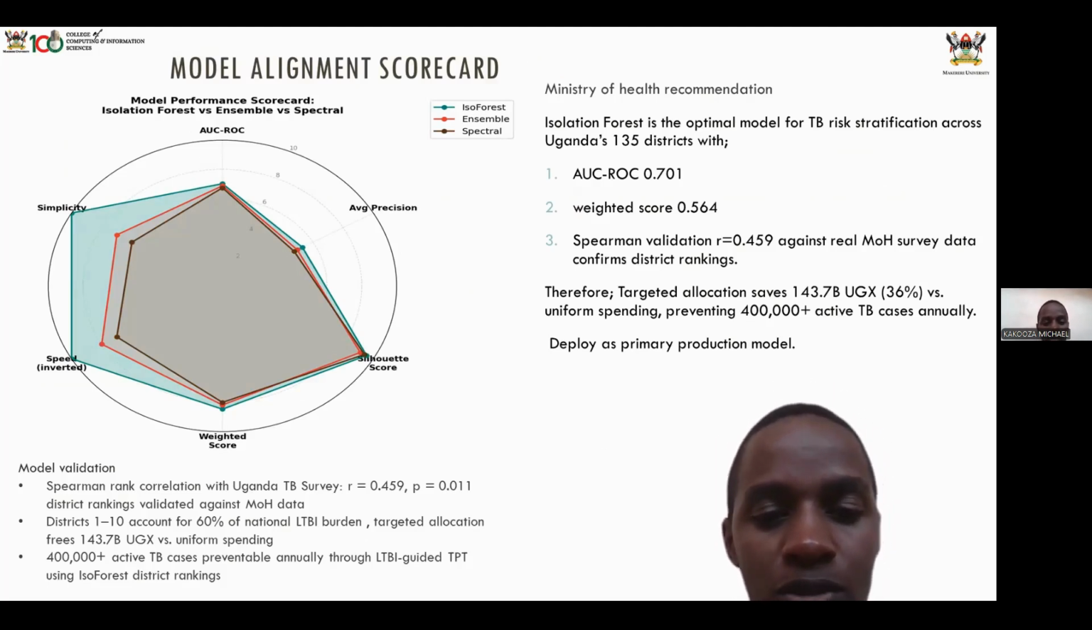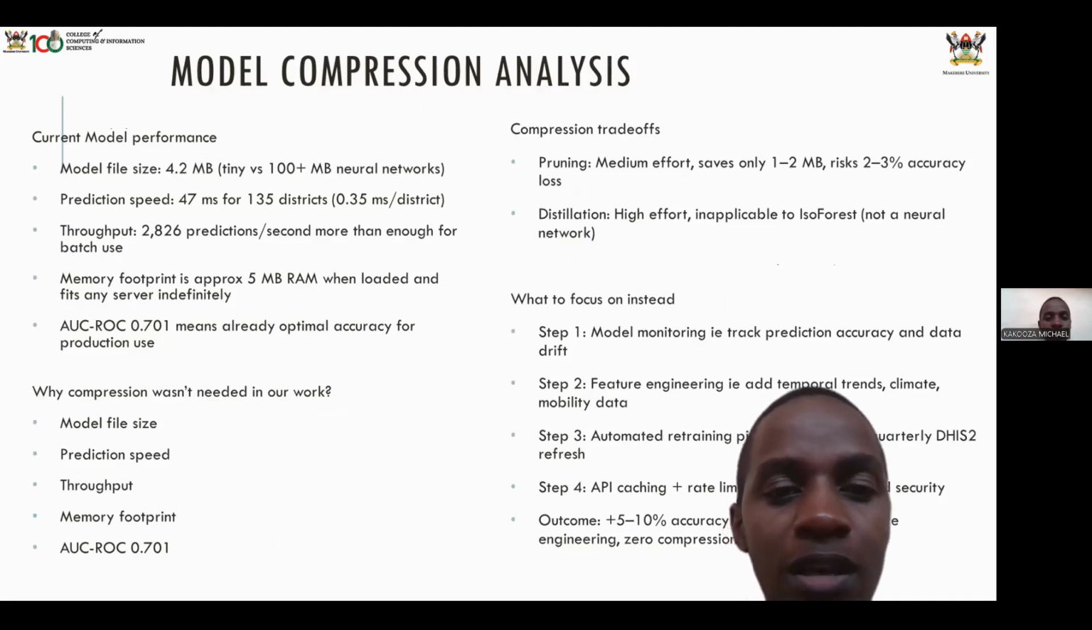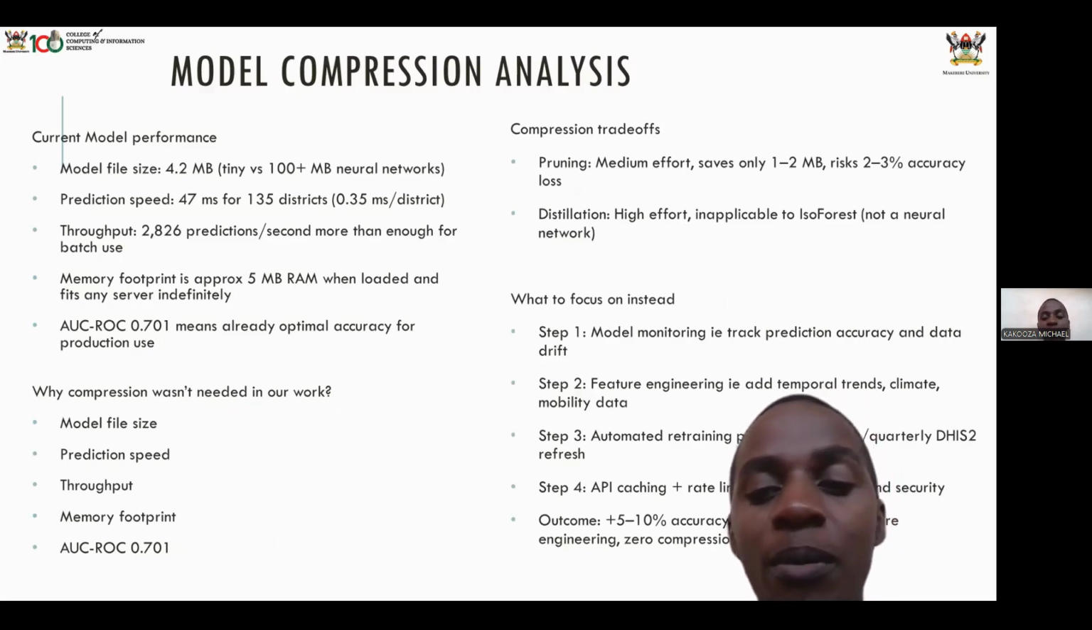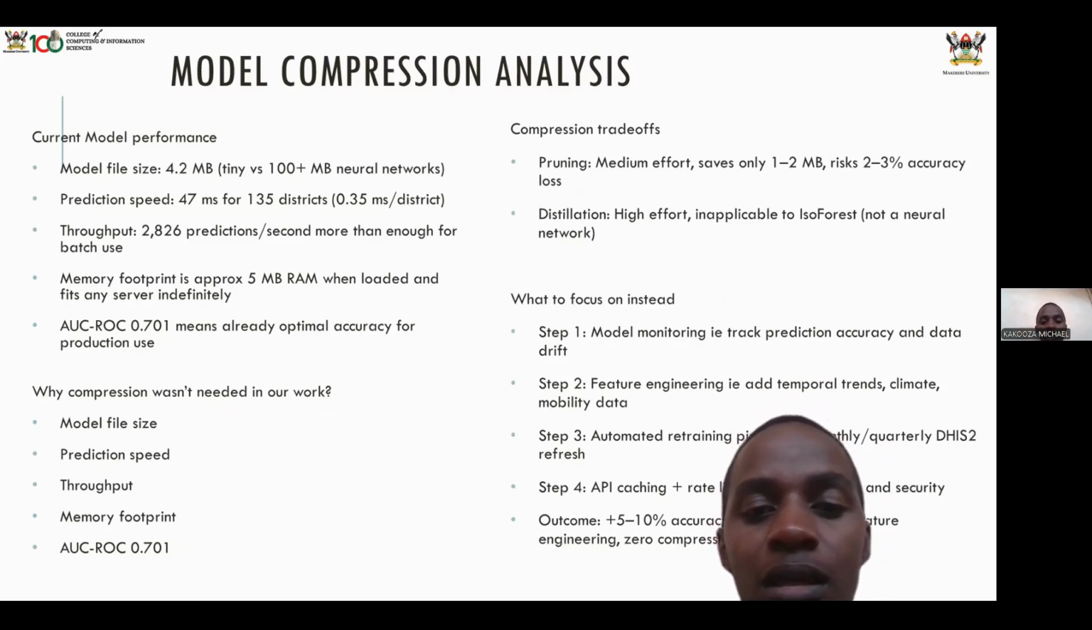So let us continue to model compression analysis. Why didn't we compress it? Because it was very tiny, just 4.2 MBs. Also the speed, 47 milliseconds for the 135 districts. The throughput is 2,826 predictions per second, more than enough for batch use. That means it's enough for very large scale, because it was trained on 35 districts. Now imagine for the 135 districts.